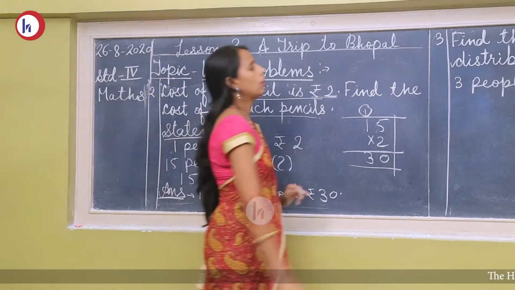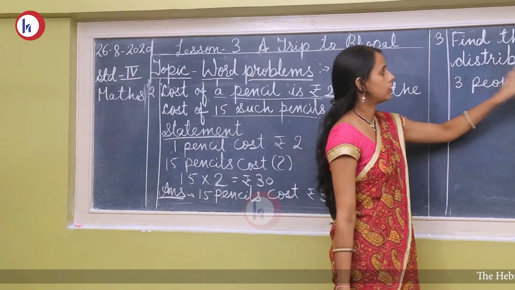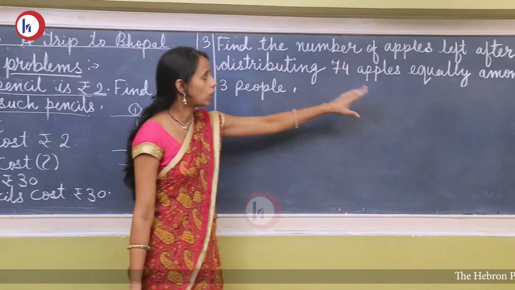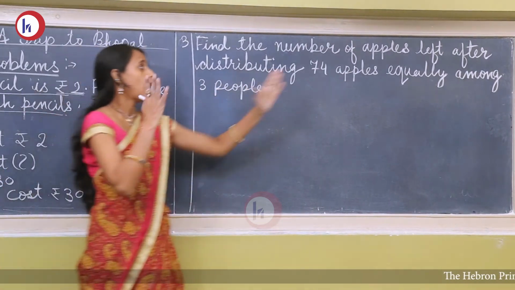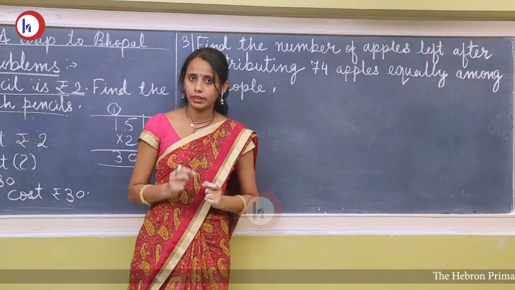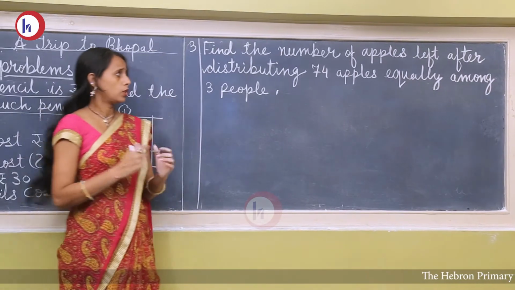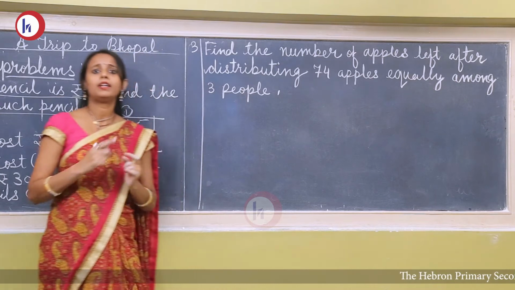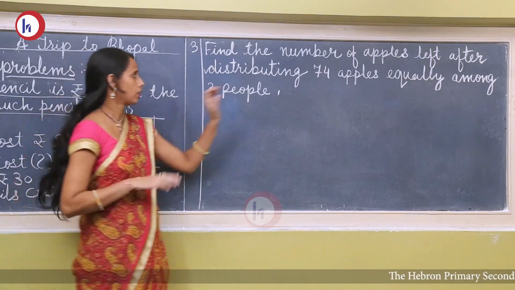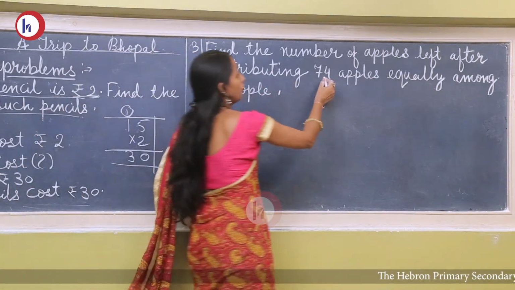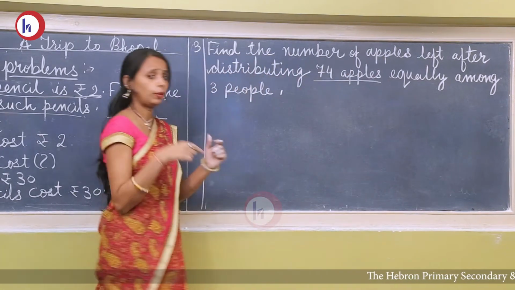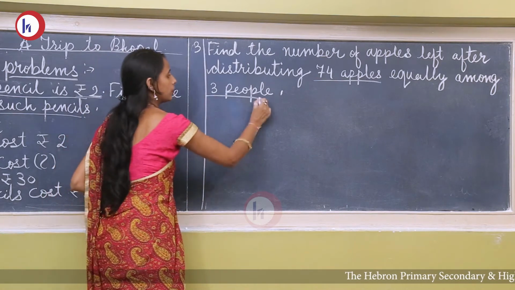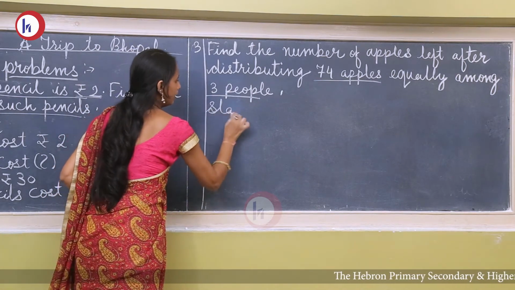Next one. Find the number of apples left after distributing 74 apples equally among 3 people. Here apples are distributing equally. When this process is going on, distributing equally to each person, here it will be division. See, first of all 74 apples will be distributed, and how many people? 3 people. So we'll write the statement.